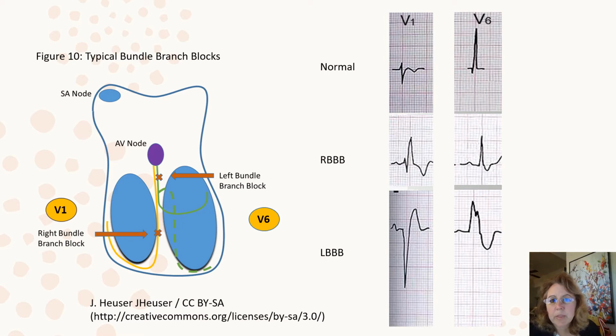Comparatively, the left bundle branch block is very wide and bizarre looking in V1. Again, think of where V1 sits on the right of the sternal border. So it is reflecting that the impulse is not going down the left bundle branch. And then V6 definitely looks like it started to go and then it turned around and went a different direction. That is kind of how I think of them in my head.